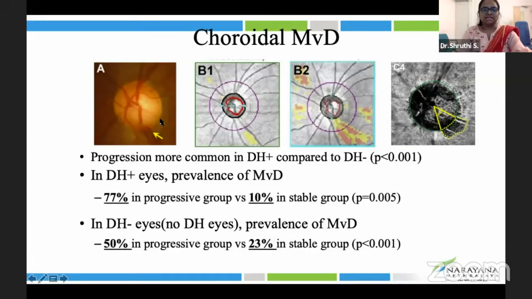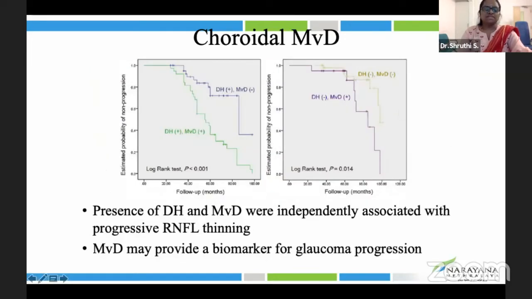Here is an example where the patient had recurrent disc hemorrhage with an inferotemporal RNFL defect. When she was followed up for 5 years, progressive RNFL thinning was noted in B1 and B2. This is baseline, and this is the follow-up at 5 years. And this is an image showing microvascular dropout. So presence of disc hemorrhage and microvascular dropout are independently associated with progressive RNFL thinning. Microvascular dropout may provide a biomarker for glaucoma progression.